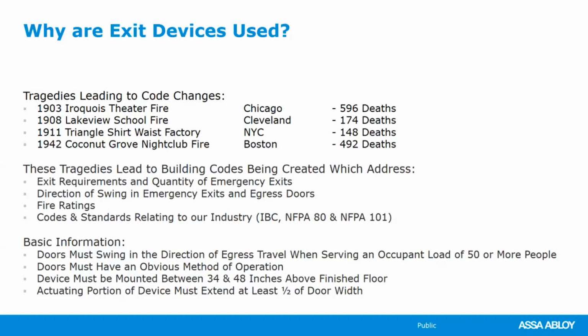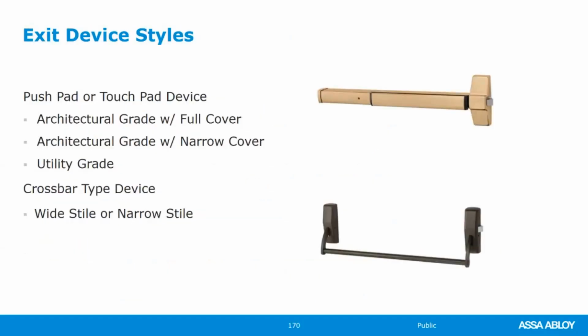So there are 2 different types of exit devices that Corbin Russwin manufactures, style-wise. I said style with a Y, not an I. We'll get to that in a second here. So we offer a touchpad type device, which is a modern architectural grade product. They are usually provided in an architectural finish rather than a painted finish. We can give you a full cover on that latch edge or a narrow cover. And that's when we're talking about style with an I, S-T-I-L-E.